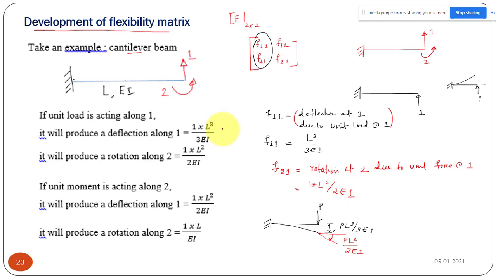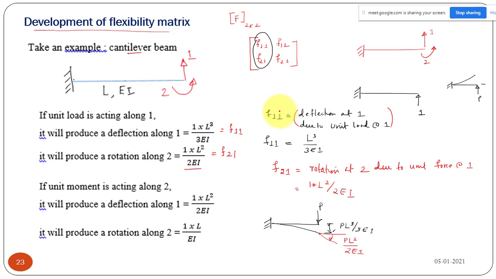This is your F11, L cube by 3EI, and F21 is the rotation at coordinate 2 due to unit force at 1. That is PL square by 2EI, so L square by 2EI. This element is nothing but your F21. That is my first column of your flexibility matrix.